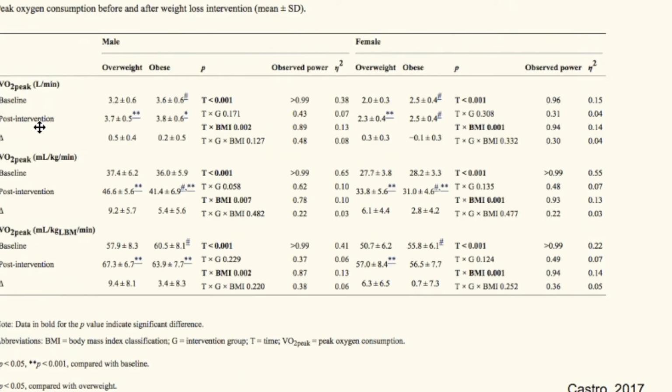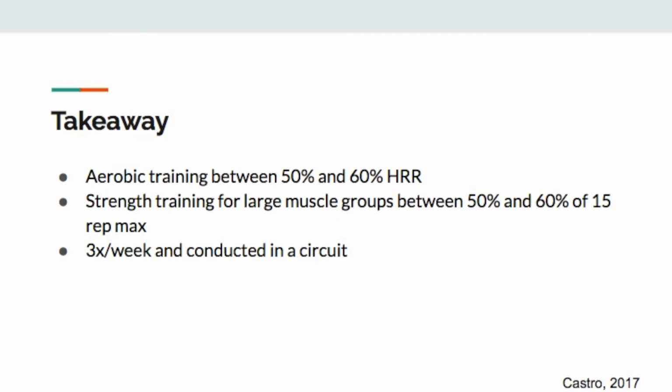And this also takes into account that a higher BMI is often associated with higher VO2 max, but when accounting for the weight and increase in weight, VO2 max actually did increase and was not just related to their higher BMIs. So as clinicians, think about using aerobic training between 50 and 60% heart rate reserve, and when we strength train, focus on large muscle groups and try to work in that 15 rep max range. A combination of these is likely more beneficial, and these should be done 3 times a week and in circuit form.